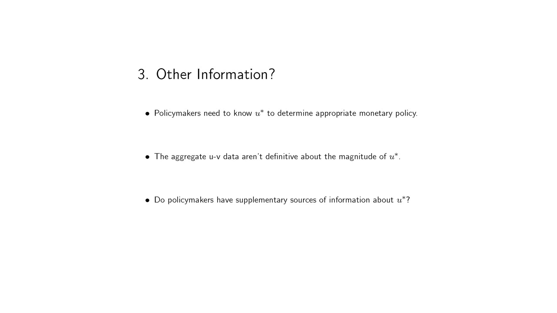So that's a big range. What that means is we have to go to other data. We have to get other sources of information to inform us about what the natural rate of unemployment is. And what are those other sources of information we can turn to?